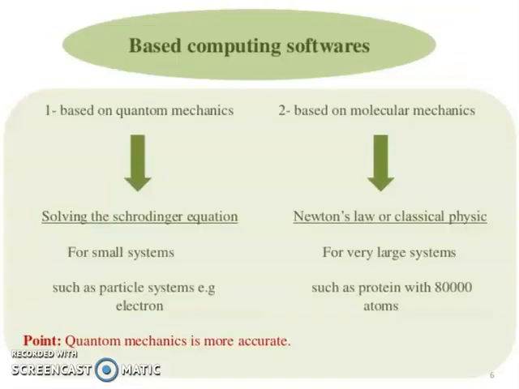So friends, based on computing software, one is based on quantum mechanics and the second on molecular mechanics. What is the meaning of quantum mechanics? A little bit you know about the Schrödinger equation, HΨ = EΨ, and molecular mechanics is Newton's laws of classical physics, while quantum mechanics solves the Schrödinger equation. For a small system such as a particle system, for example electrons, quantum mechanics is more accurate. For a very large system, molecular mechanics is used, such as a protein with 18,000 atoms.